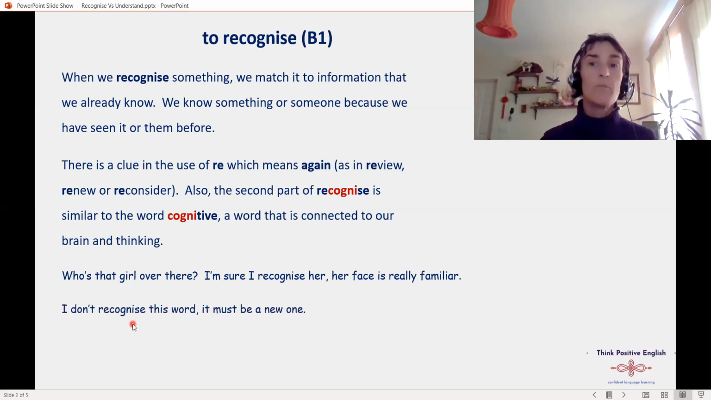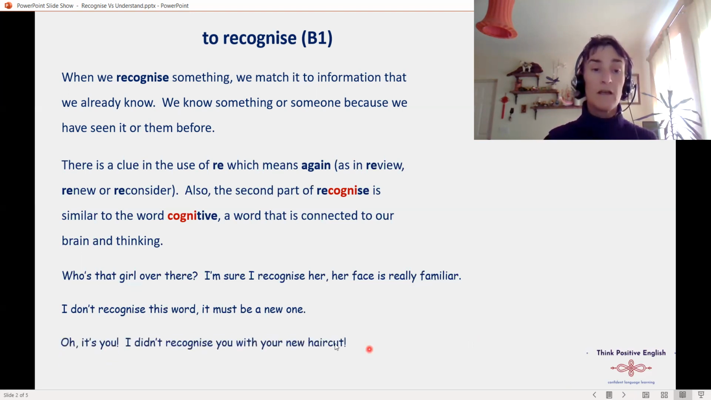This is a common one for you guys, for students. I don't recognize this word. It must be a new one. So if you can't recognize the word, probably you never saw it before. It must be a new word for you.